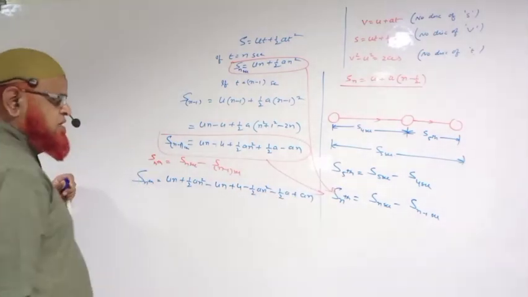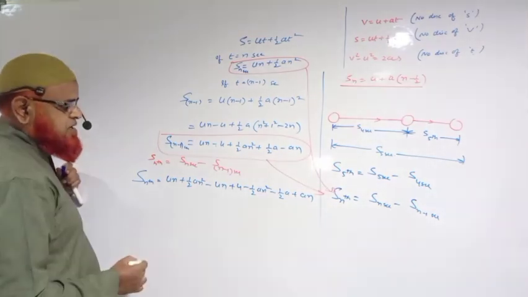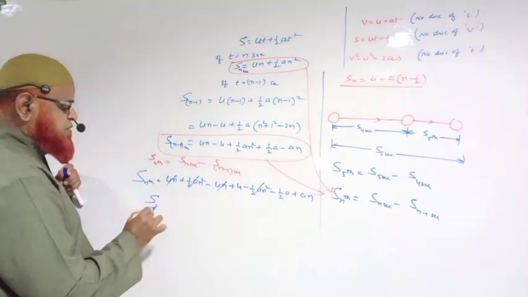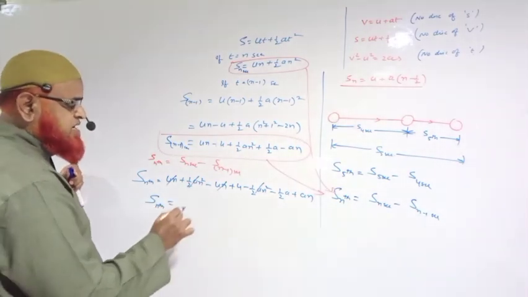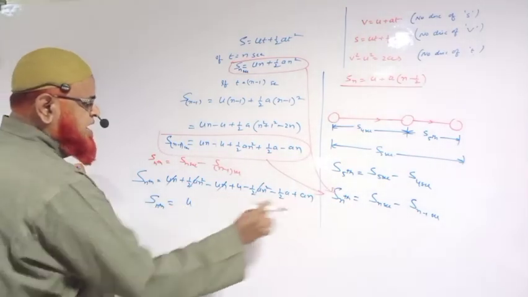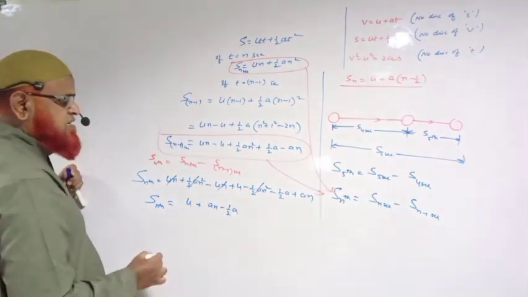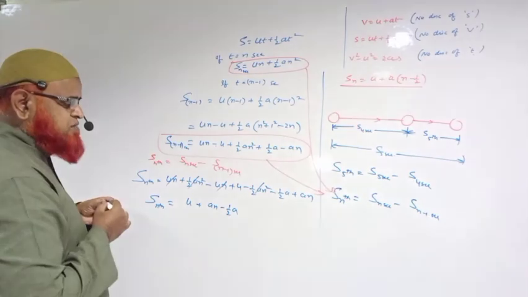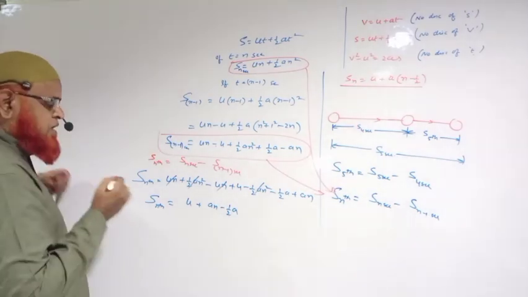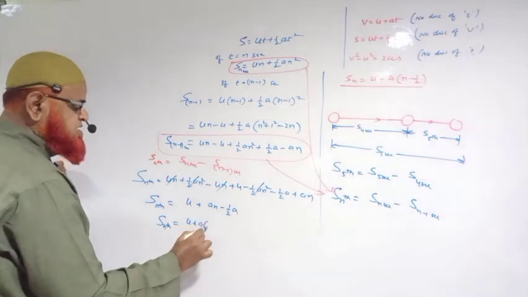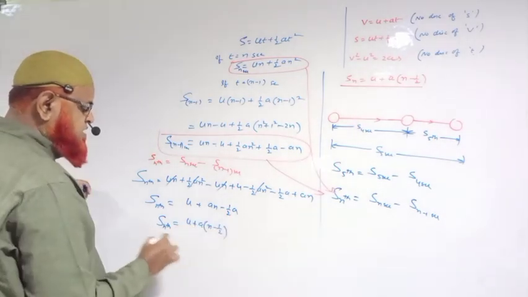Is it? So what are the terms going to be cancelled here? un, half an squared, half an squared. So displacement traveled in the nth second can be written as u plus an minus half a. That's it. Those are the terms that are left out. So writing now, S nth second is equal to u plus a into n minus half.